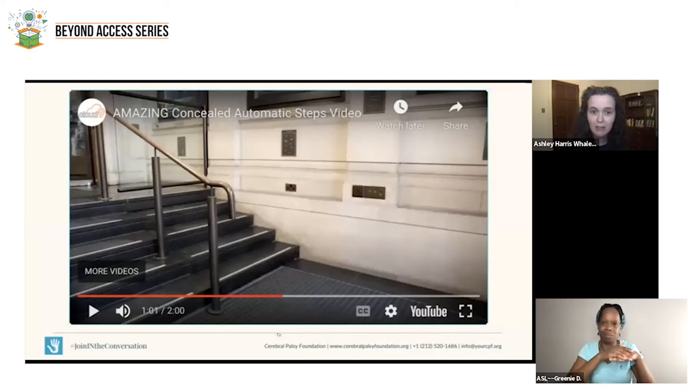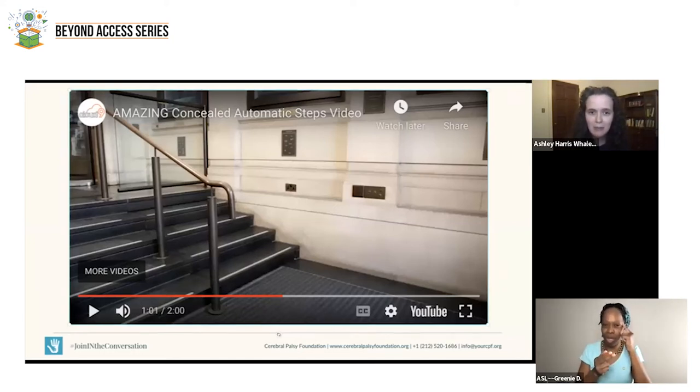The entrance is not separate. It's not around the corner, around the back. It's the front entrance, the same as the entrance that everyone else goes into, with truly universal design fully integrated into the design of the building. It's just phenomenal.